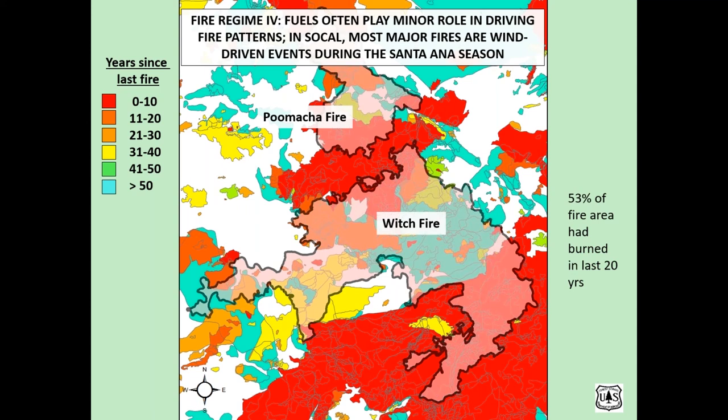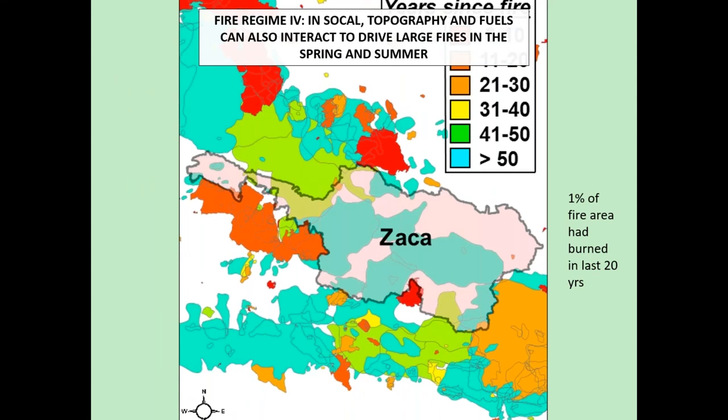Now, it's important to note that for more than half of the fire season, fuels can play an important role in driving fire behavior in chaparral. They can. It's just that in those seasons, we mostly get the fires put out. This is an example of one we didn't get put out that did follow some of those rules. This is the famous Zaca fire, which is one of the bigger fires in California history. This was also '07, and this was in the summer.